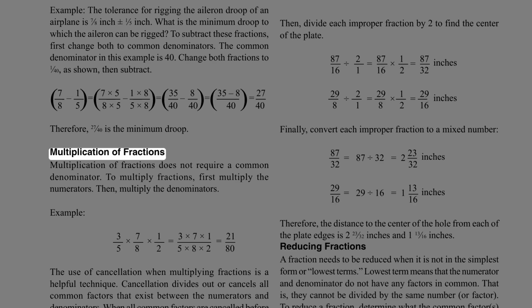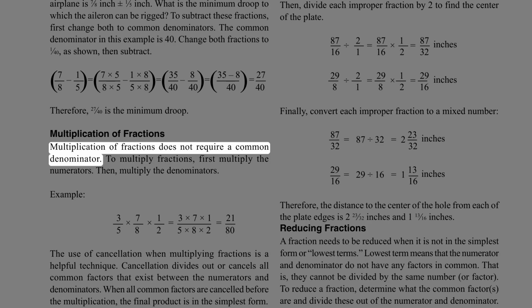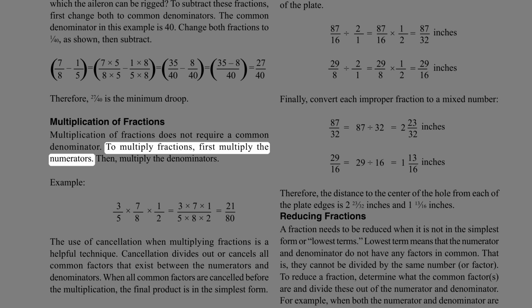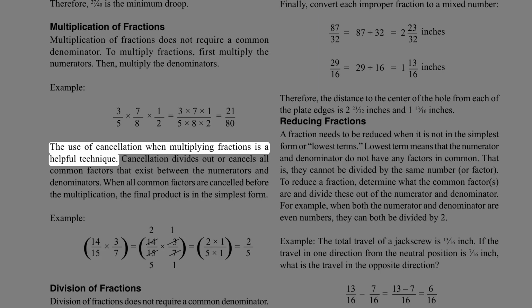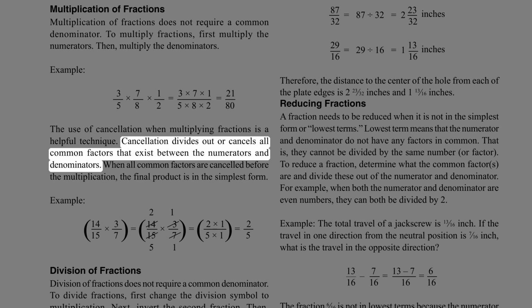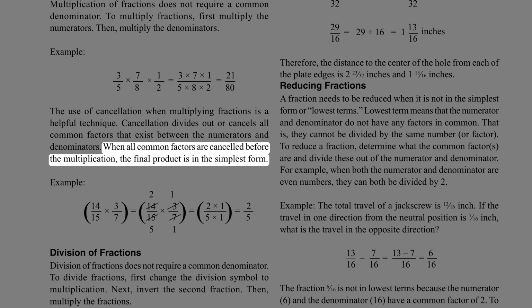Multiplication of fractions. Multiplication of fractions does not require a common denominator. To multiply fractions, first multiply the numerators. Then, multiply the denominators. The use of cancellation when multiplying fractions is a helpful technique. Cancellation divides out or cancels all common factors that exist between the numerators and denominators. When all common factors are cancelled before the multiplication, the final product is in the simplest form.